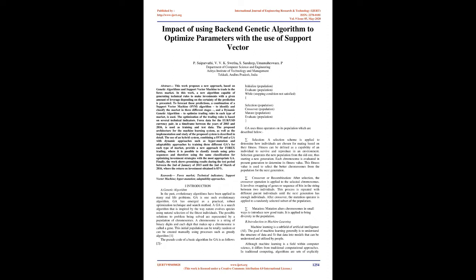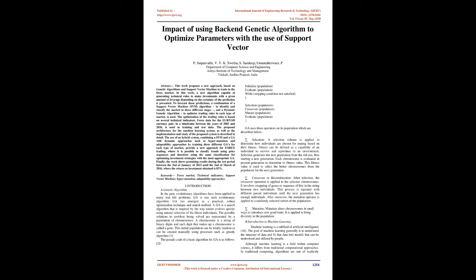This initial population can be totally random or can be created manually using processes such as a greedy algorithm. The pseudo code of a basic algorithm for GA is as follows: initialize population, evaluate population, while stopping condition not satisfied: selection, crossover, mutate, evaluate population. GA uses 3 operators on its population which are described below.